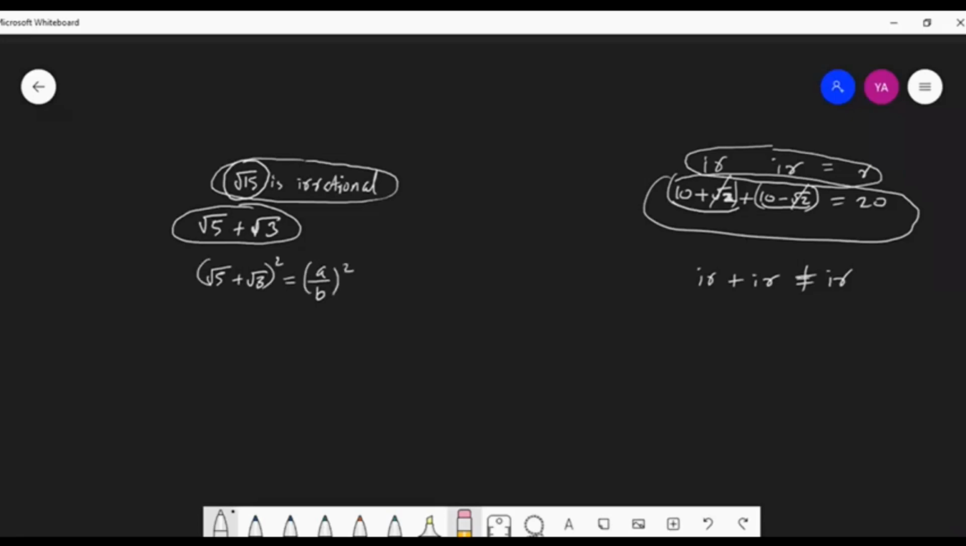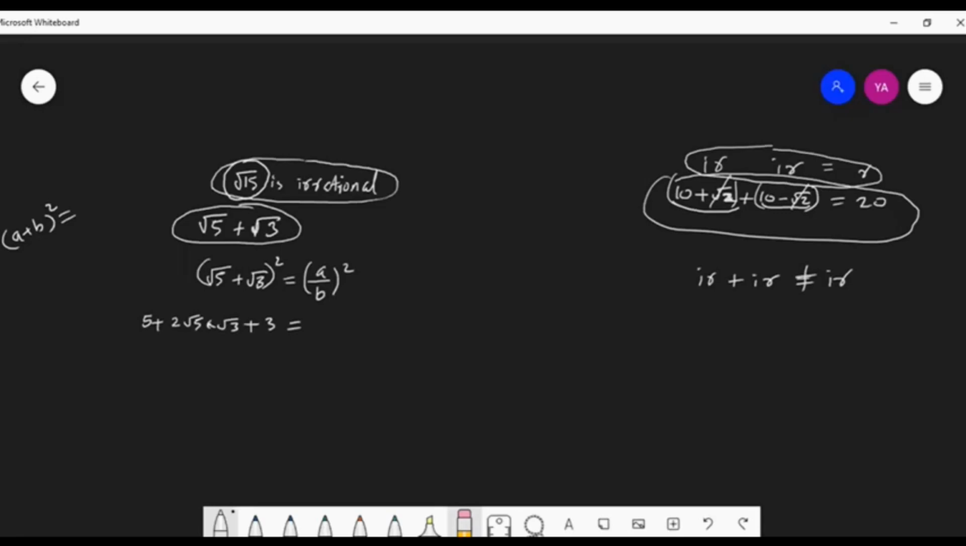Okay. Then taking square on both sides, you can apply the identity in the left side. So what is a plus b whole square? You know the identity, right? That identity you apply in the left side, you will get root 5 square, which will become 5, plus 2 into root 5 into root 3, plus root 3 square. Root 3 square will become 3.